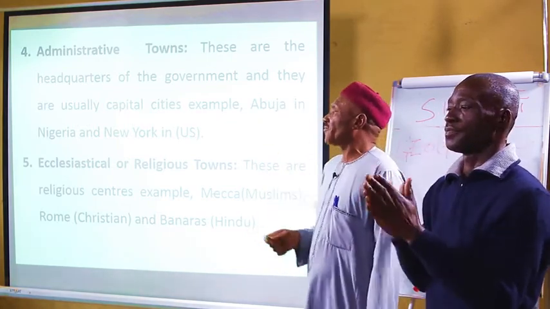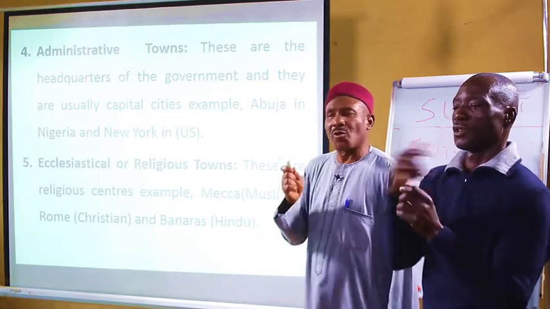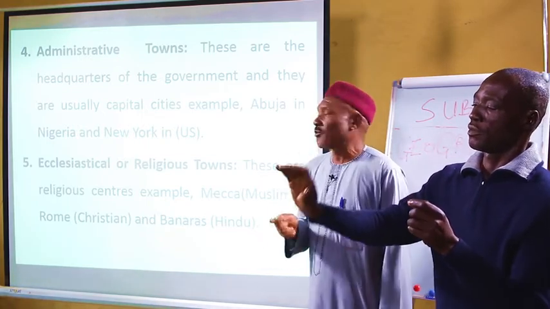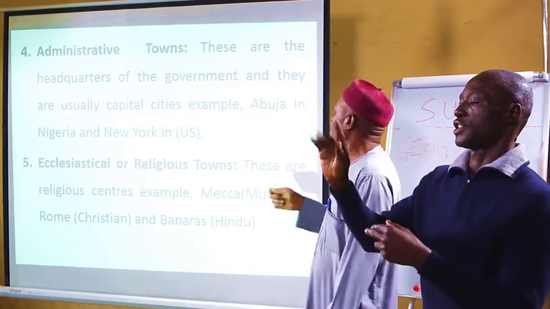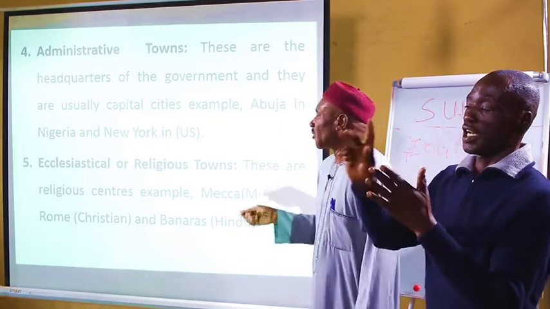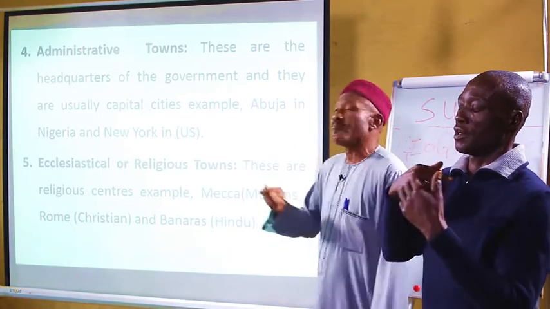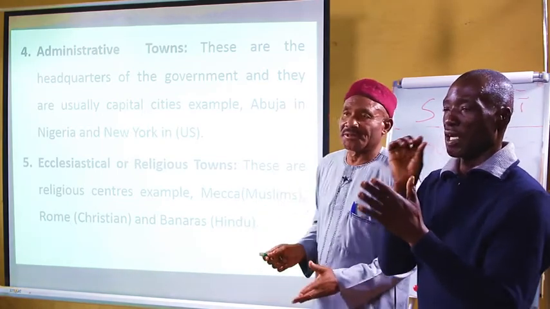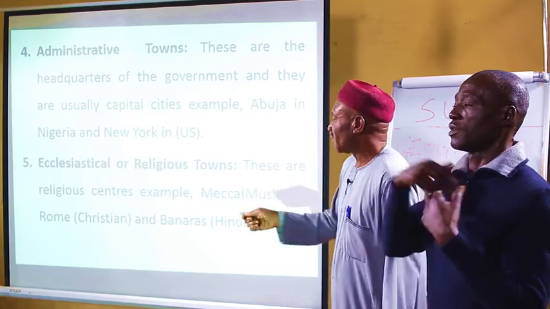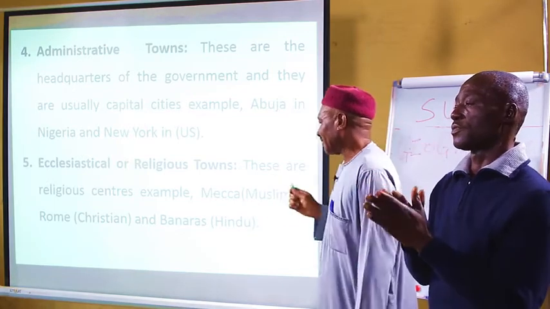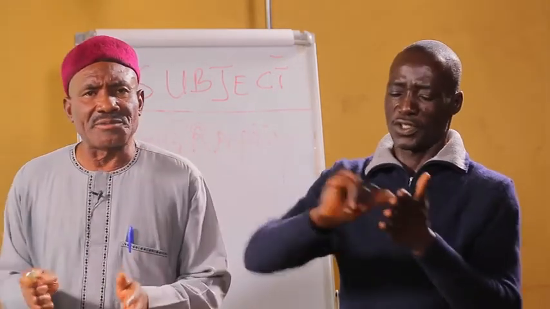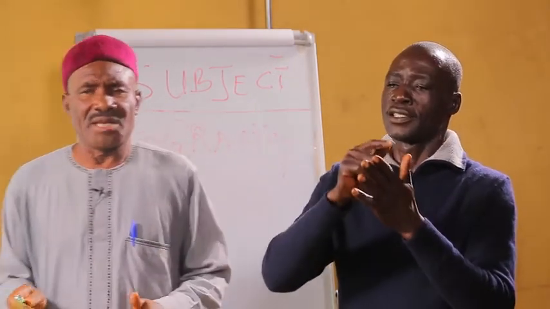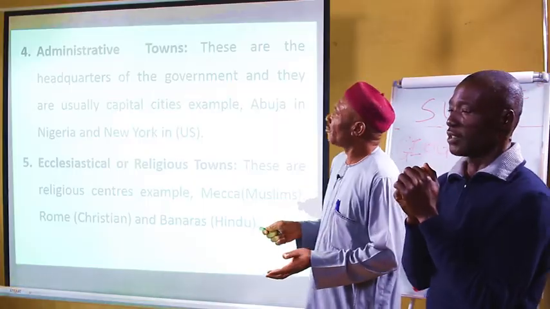So, number five, ecclesiastic town. If you don't want to say ecclesiastic, you can say religious town. The towns we call religious towns are religious centers. For example, Mecca for the Muslims, Rome for the Christians, Banaras for the Hindus. These are towns where they worship, places where they worship.